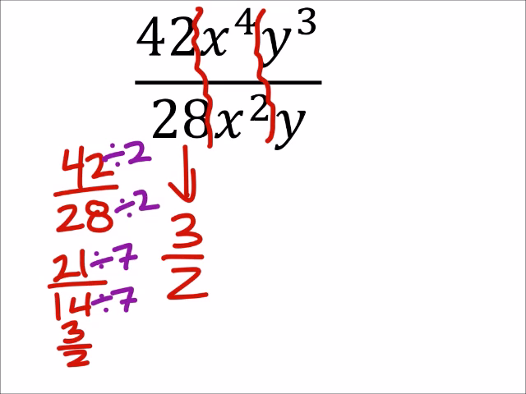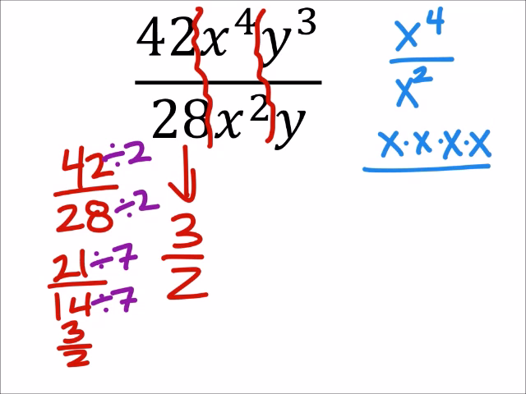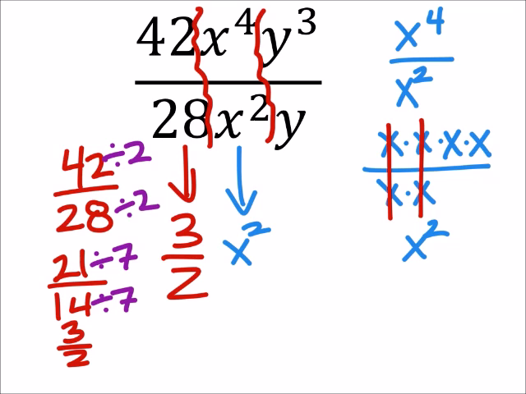Next, let's look at the x's. So I've got x to the power of 4 over x squared, which if I expanded these, I would have x times x times x times x over x times x. And then we can see that this set of x's is going to cancel out each other, because anything divided by itself is 1. And that set also is going to cancel itself out, leaving us with x squared. So from the x's, we're going to have an x squared, like this.